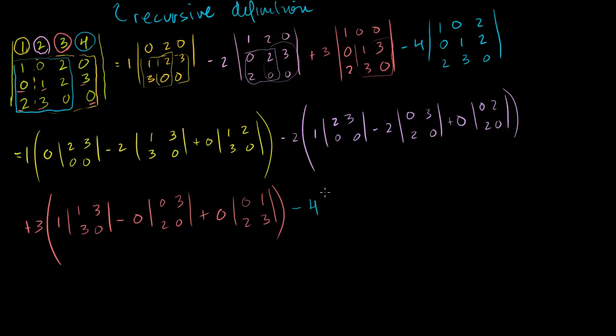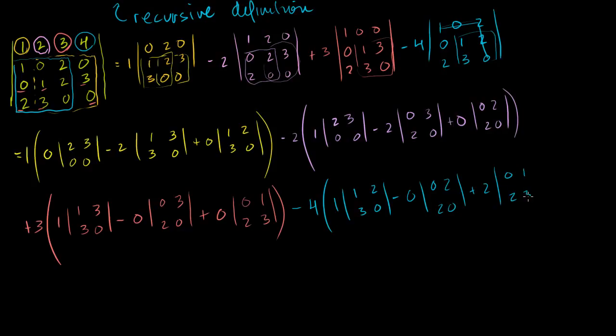Minus 4 times 1 times the determinant of 1, 2, 3, 0. Right there. Minus 0 times, get rid of those two guys, the determinant of 0, 2, 2, 0. And then plus 2 times the determinant of 0, 1, 2, 3, right? Plus 2, get rid of these guys, 0, 1, 2, 3.